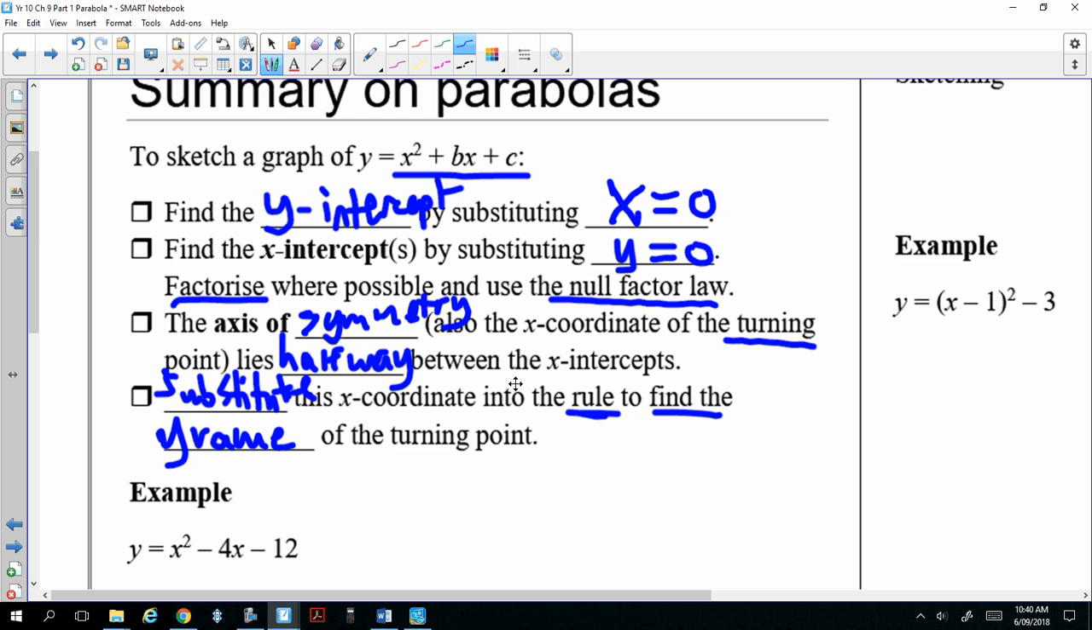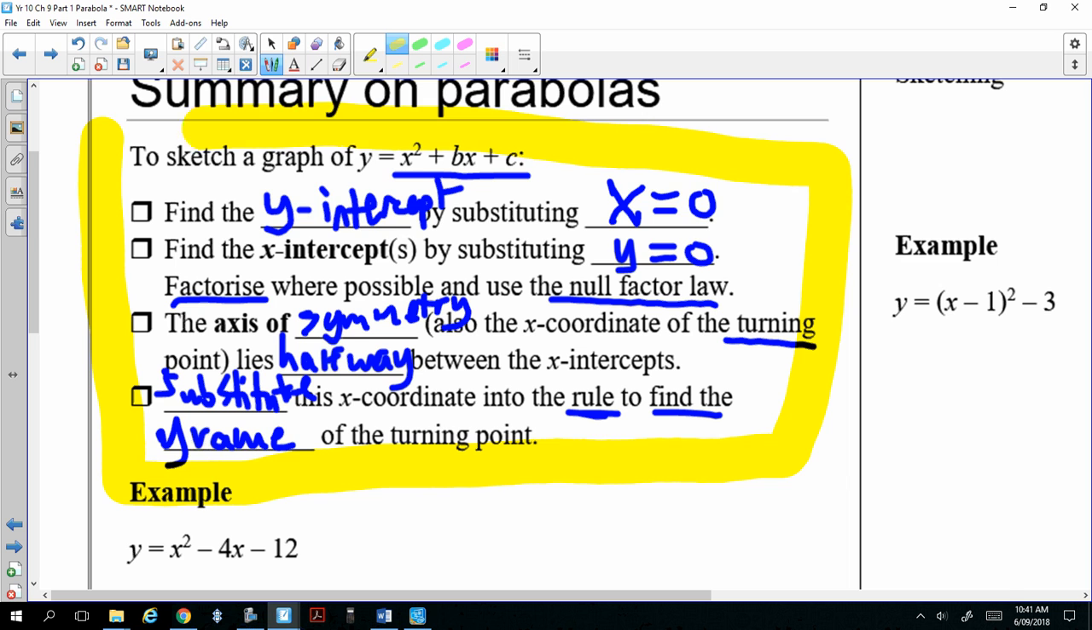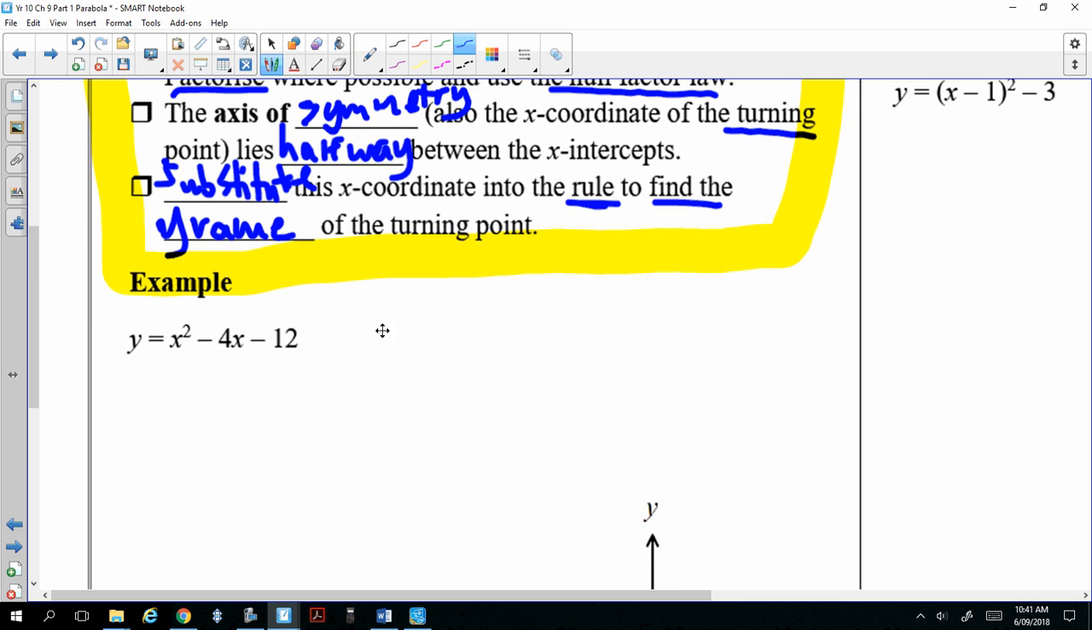So let me get a highlighter. Make sure you highlight this, the box. Once we do that, we can then look at an example. We're going to sketch this. So what's the first step?